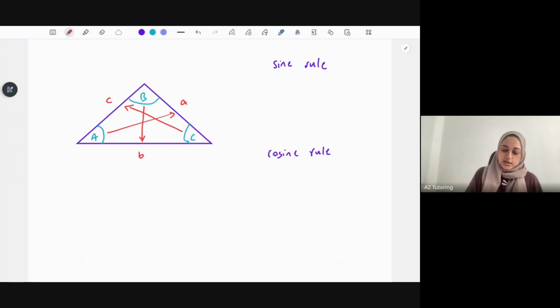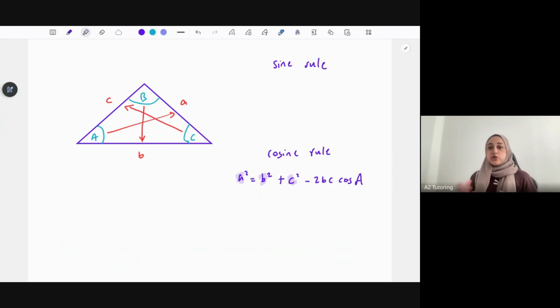Okay, so what is the sine rule and the cosine rule? The cosine rule is a squared equals b squared plus c squared minus 2bc cos A. You can see for the cosine rule, we need 3 lengths, a, b, c, so you might be working out one of them. And it only needs one angle. There's only a capital A in there, no capital B or capital C. So understand the rule as well.